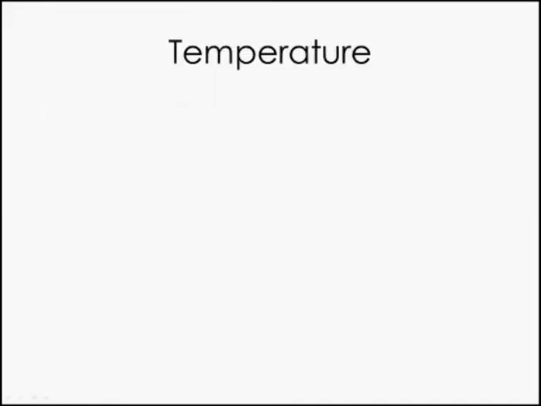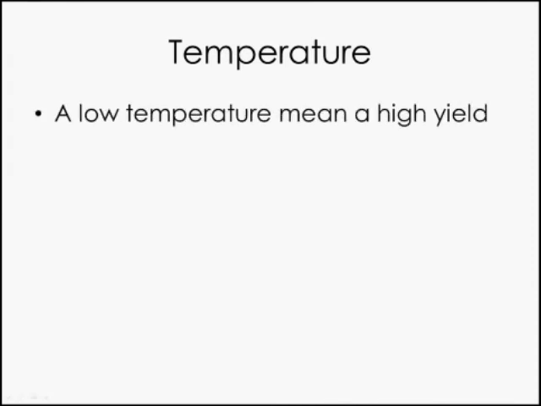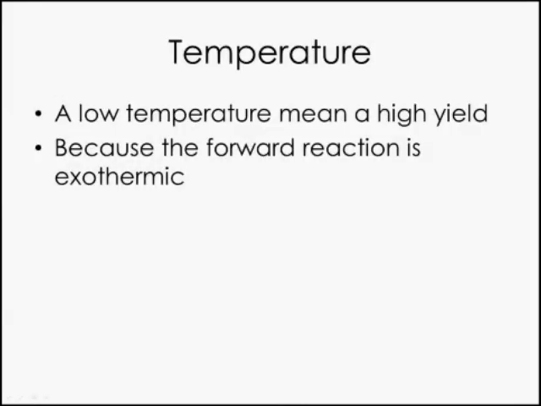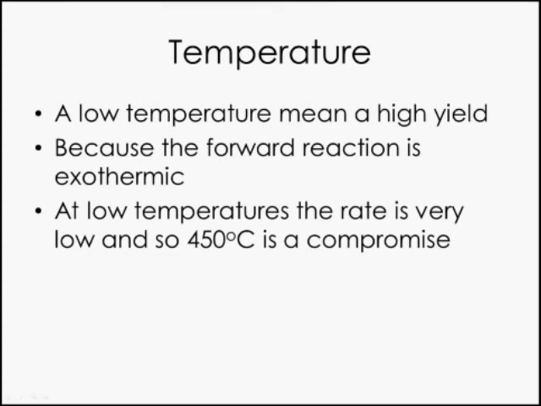Right, if we look at temperature then, a low temperature will mean a higher yield of ammonia, and that's because the forward reaction is exothermic. At low temperatures the rate is very low, and so 450 degrees is a compromise between the yield and the rate.